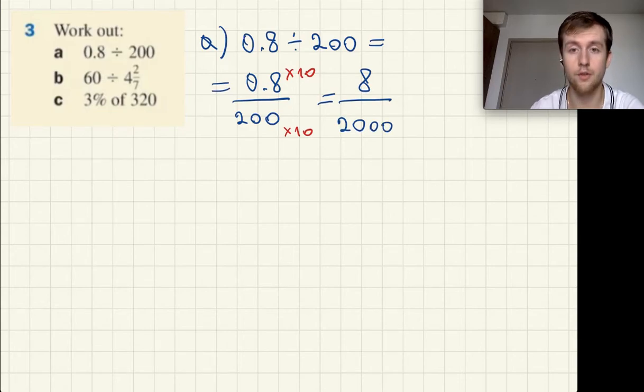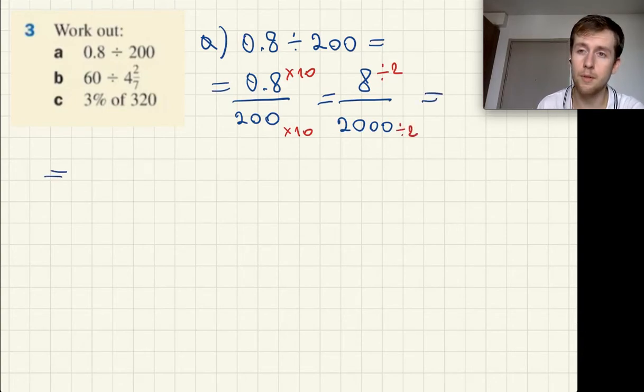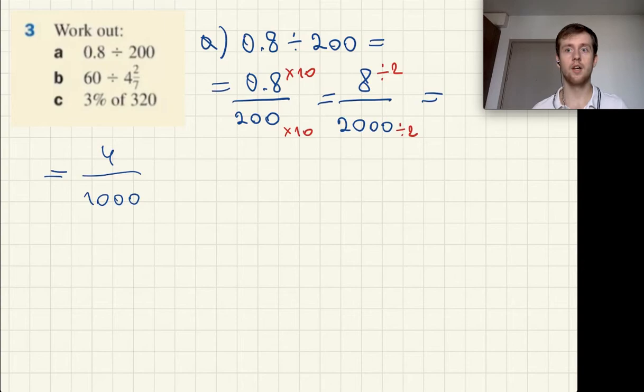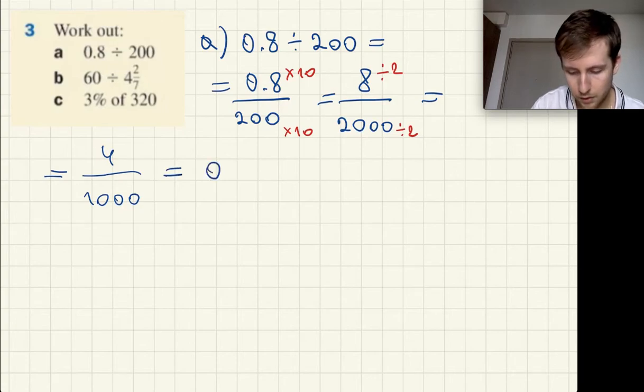2,000. 8 over 2,000. This can be simplified a little bit. So we can simplify it by dividing both sides by 2, by halving them, because they're both even numbers. So they can both be divided by 2. So it's 4 over 1,000. And 4 over 1,000 is actually almost like a decimal. We can just write it as a decimal, right?